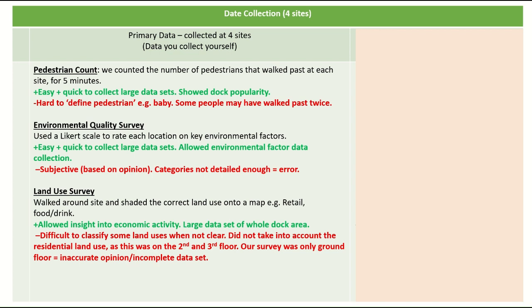We also completed an environmental quality survey, and that's basically where at each location you were scoring things on the environment between +3, which is really, really good, and -3, which is really, really negative.